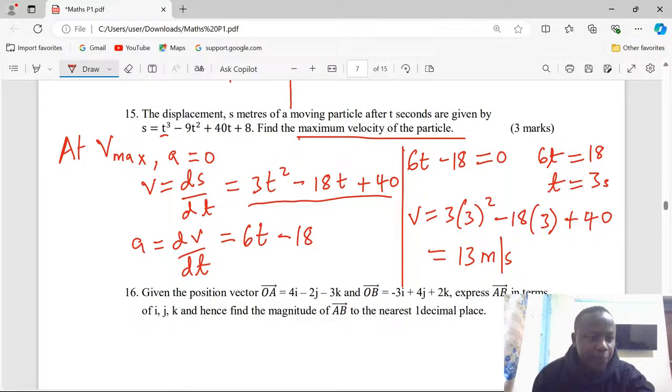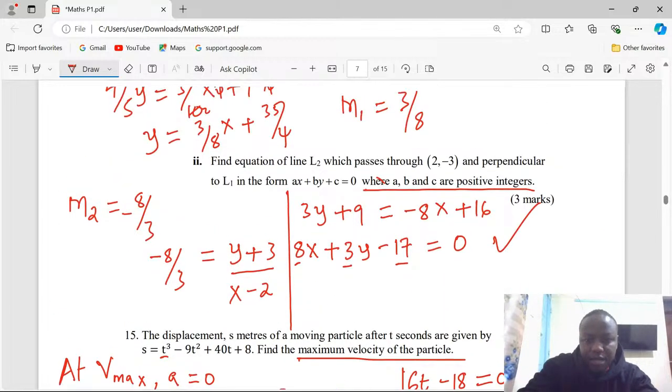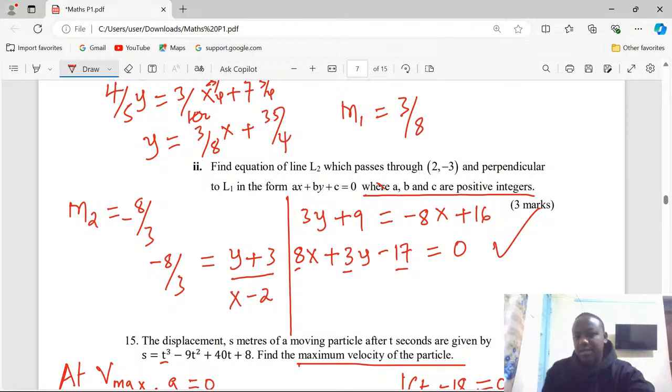Somebody says 9 minus 16. 9 minus 16 is negative 7 and not 17. That person must be correct.